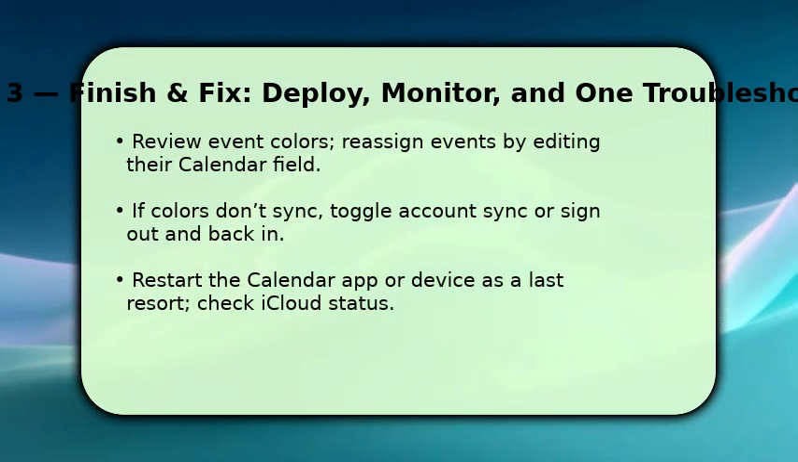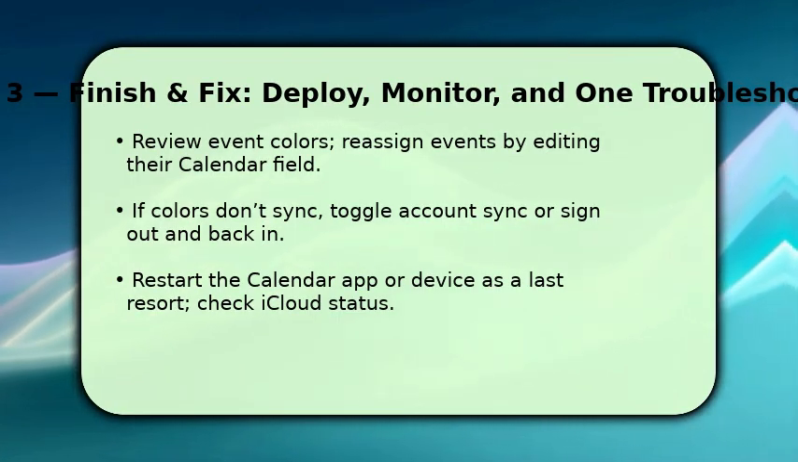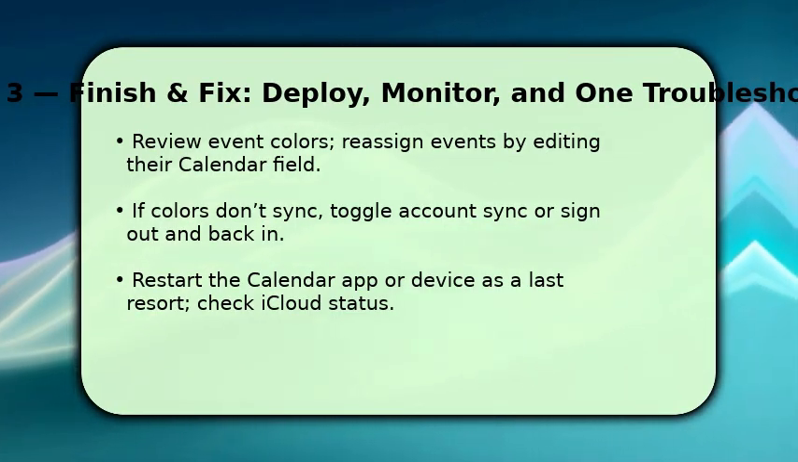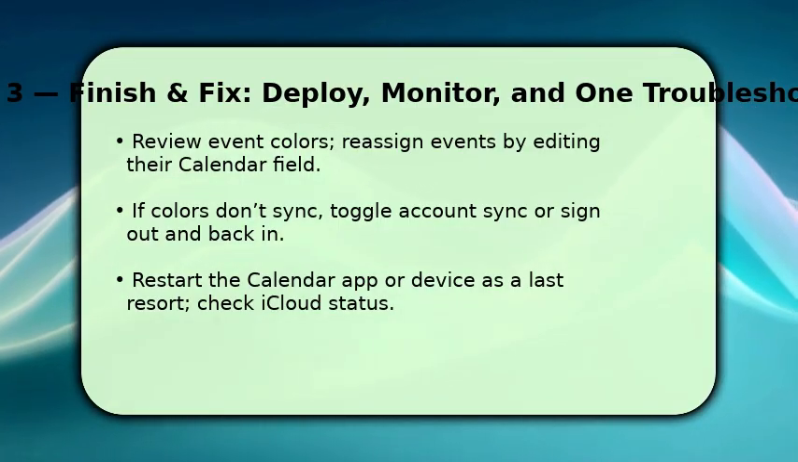Finish by checking events and moving any that are miscolored. Open an event, tap Calendar, and select the correct calendar. This reassigns the color. If colors do not sync across devices, make sure Account Sync is enabled in Settings, then toggle it off and on.